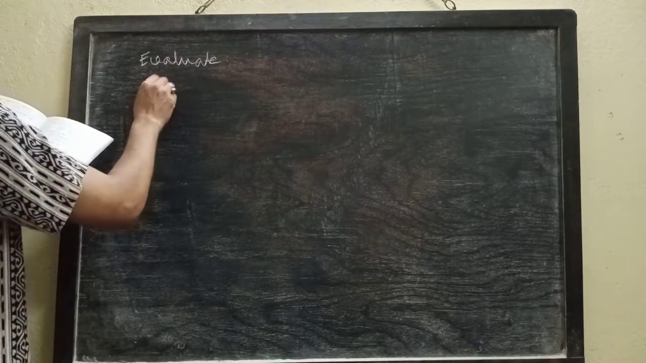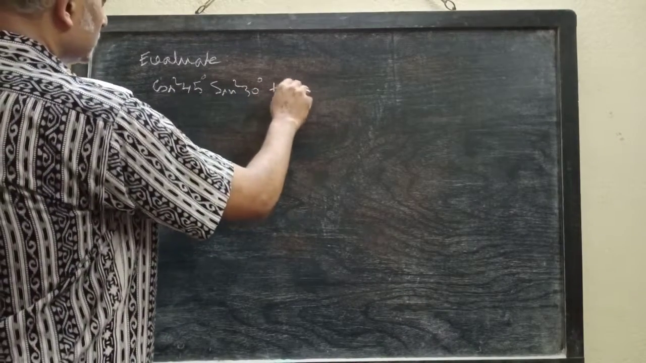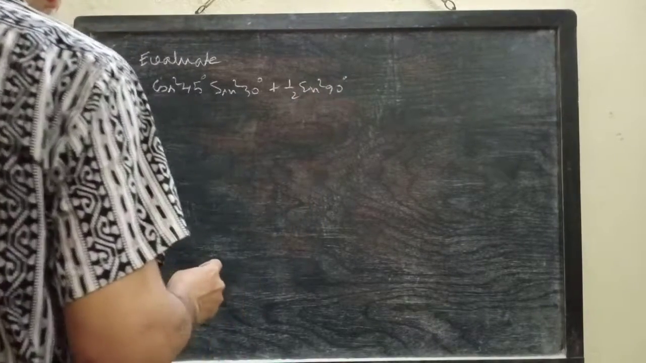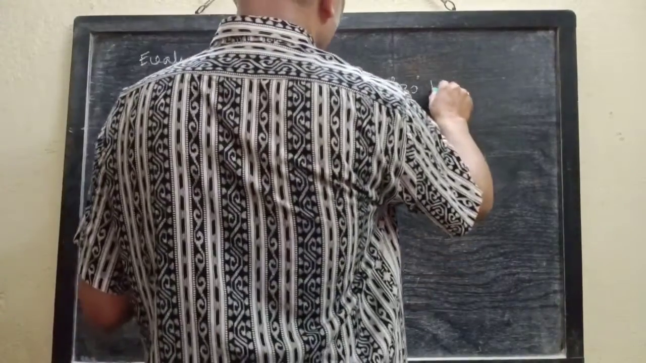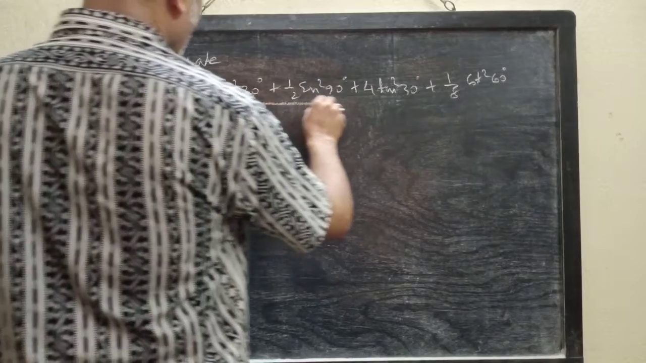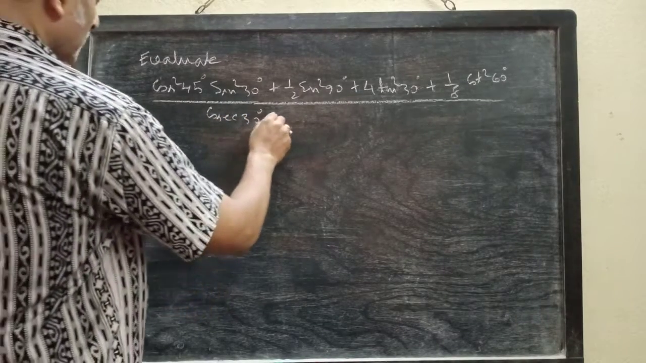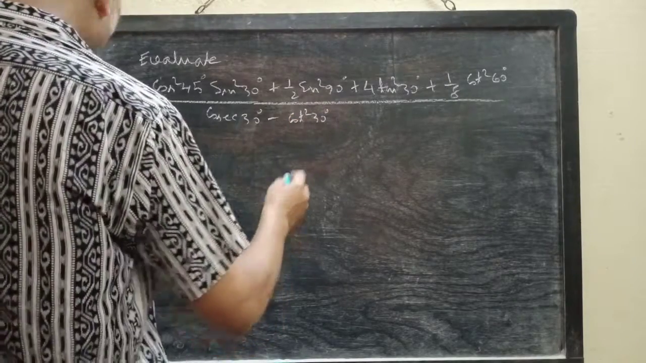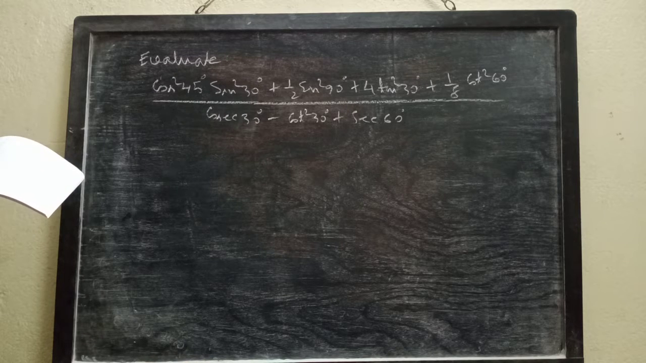Cos square 45 degree, sin square 30 degree plus half sin square 90 degree, 4 tan square 30 degree plus 1 by 8 cot square 60 degree, whole divided by cosec 30 degree minus cot square 30 degree plus sec 60.